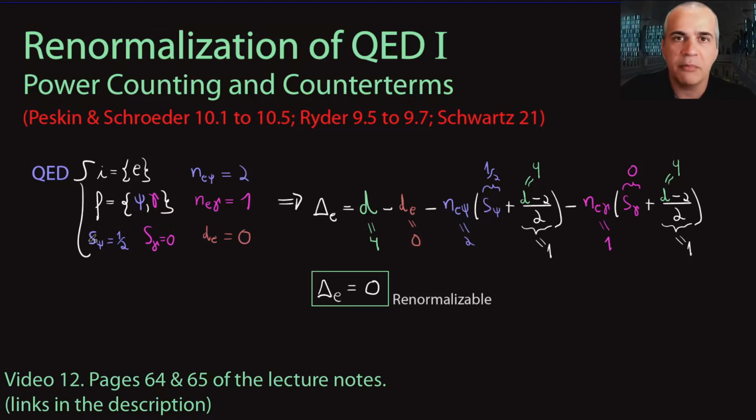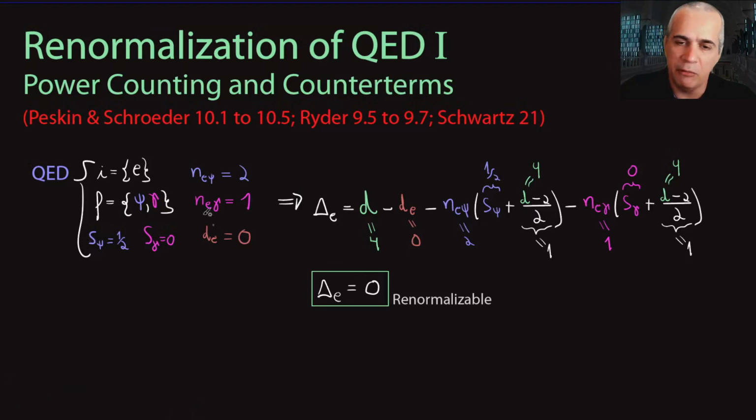We were doing the general superficial divergence for any theory, right? And we saw that in the case of QED, when I only have one interaction in these two fields, a fermionic field, which here stands for the electron, and a photon, we have these numbers characterizing the QED interaction.